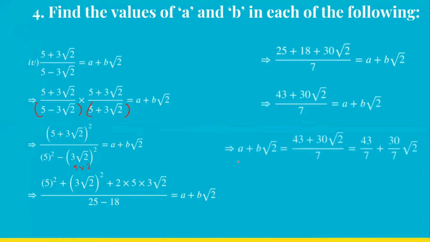Let us separate this now. A plus B root 2 is 43 plus 30 root 2 upon 7, which we can write as 43 upon 7 plus 30 upon 7 root 2. Now compare: this is your A and this is going to be your B. So this is how you get the value of A as 43 by 7 and B is 30 by 7.